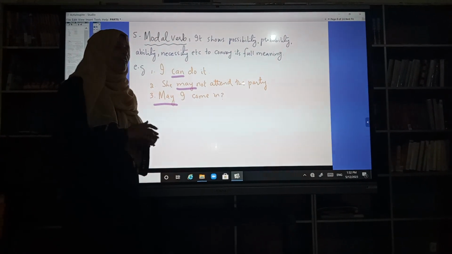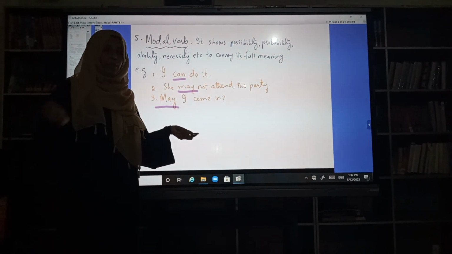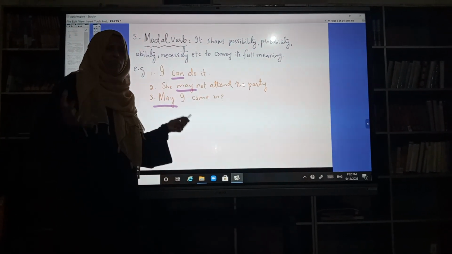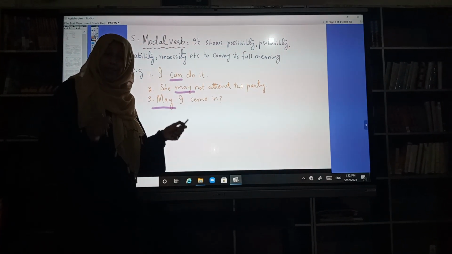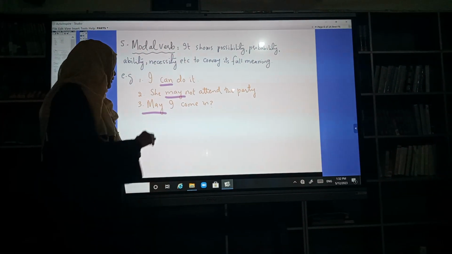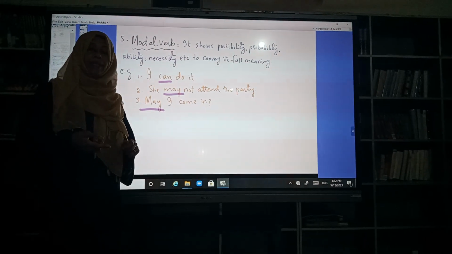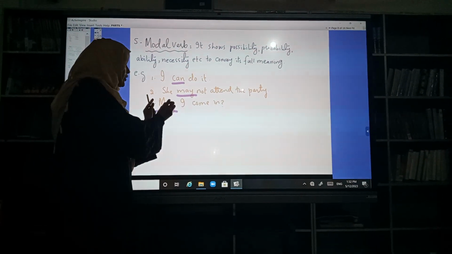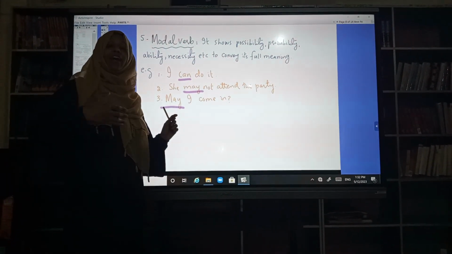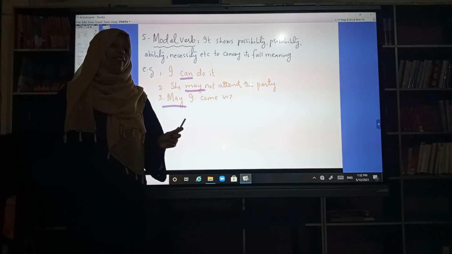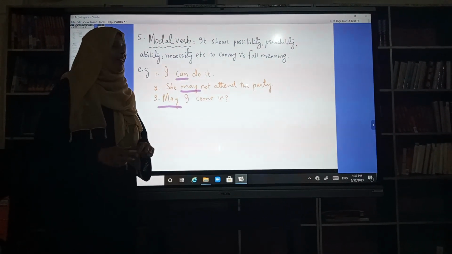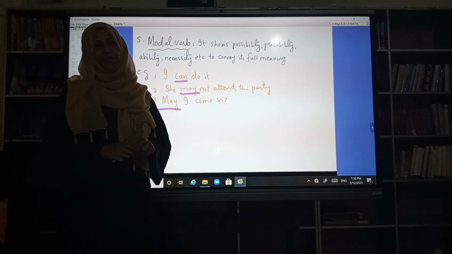Now second is, she may not attend the party. So basically this shows, may and might both show probability, that either this thing is going to happen or not. Third and last is may in another usage with the same word. May I come in? May I leave the class? Etc. So this is it for all the types of verb.